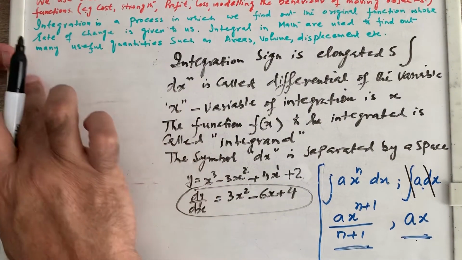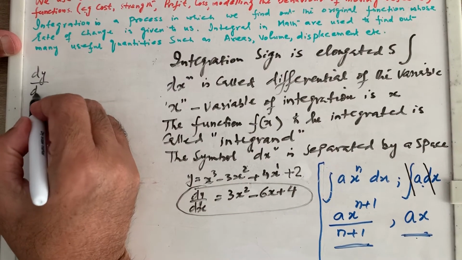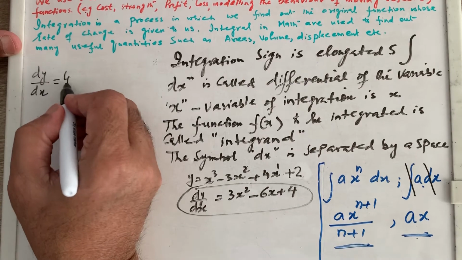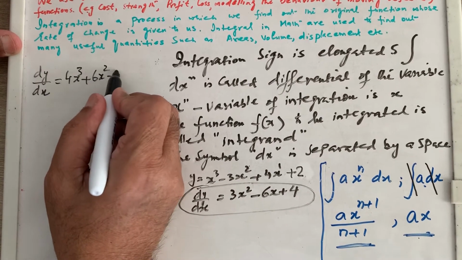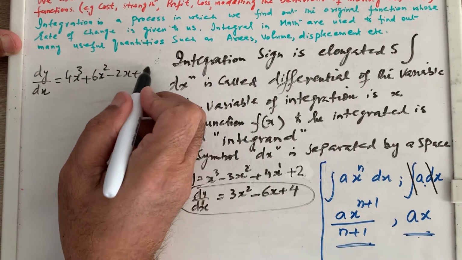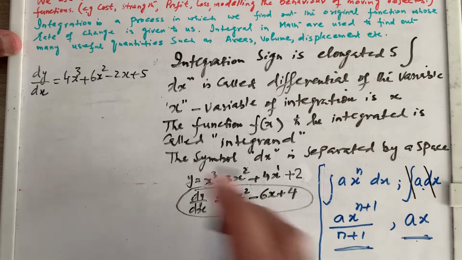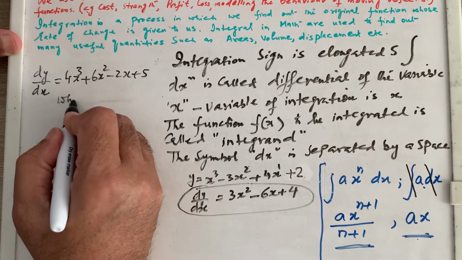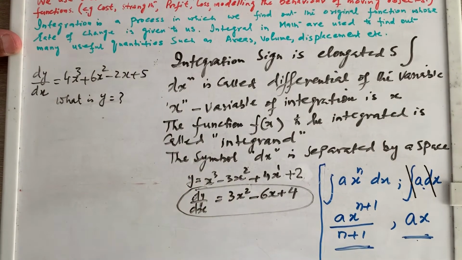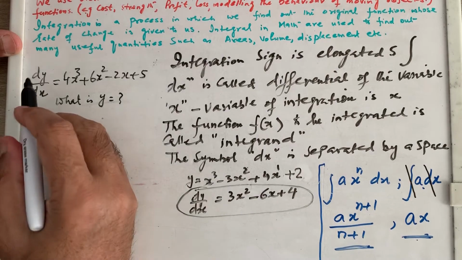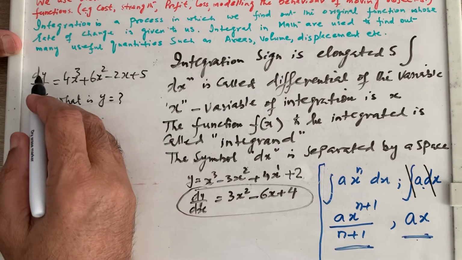For example, my dy by dx is given, right? The derivative is given, equal to 4x cube plus 6x square minus 2x plus 5. So this is the derivative given, and the question would be, what is y? What is y means the original function, right? If we want to remove this dy by dx, how can we remove it? By integrating.